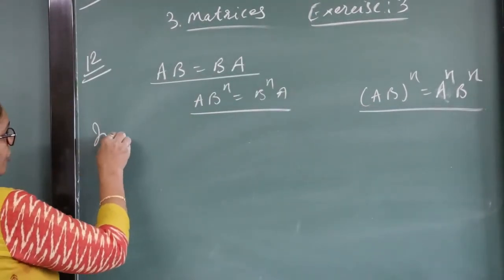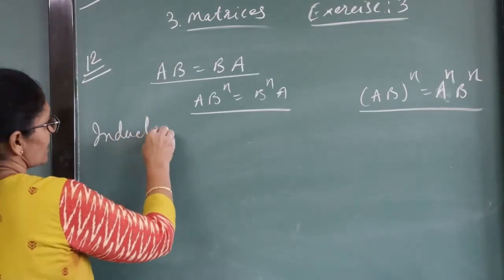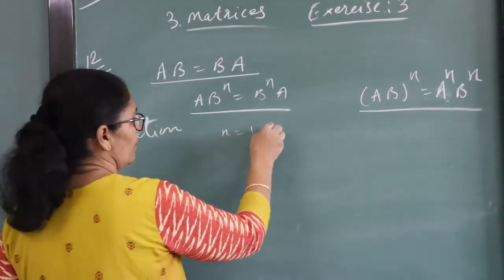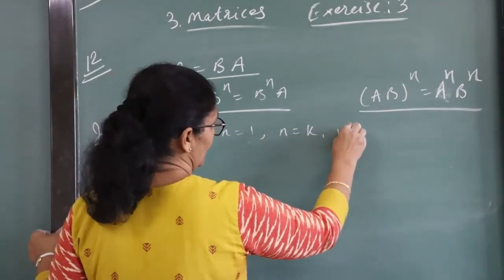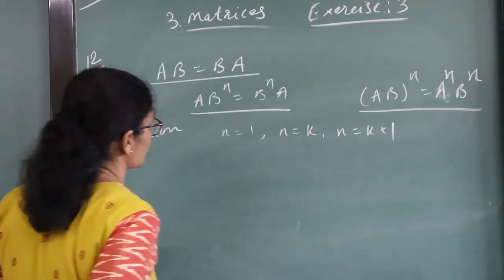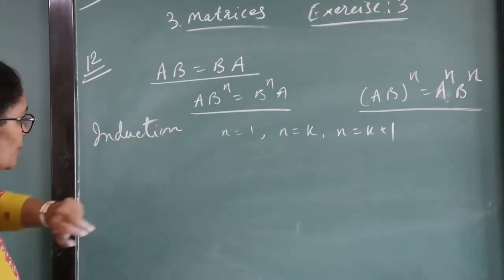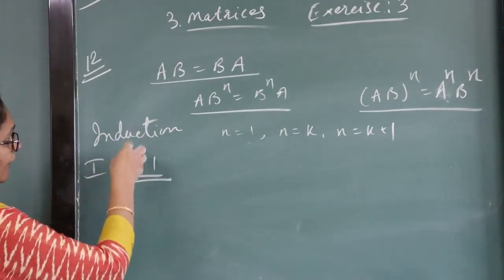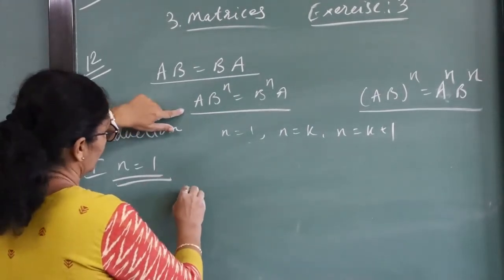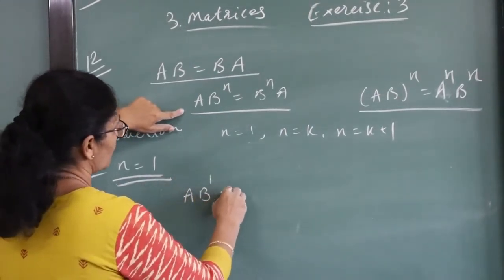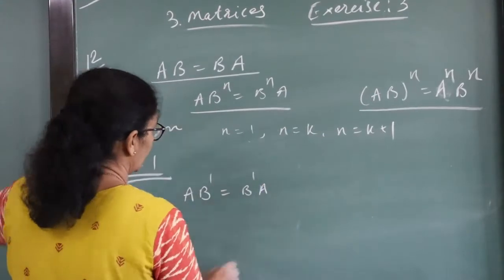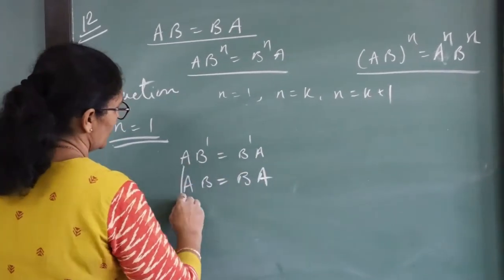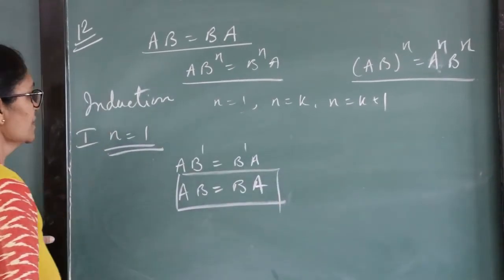What is the induction method? We have already discussed in your first, second, third question that you have to prove for 1, you have to assume for k, and then you have to prove again for k plus 1. So let's start with this question. First step we will take for 1. If you take n equal to 1, then what can you write? AB raised to 1 equals B raised to 1 into A. What we have proved is AB and BA are the same. This is your first result.